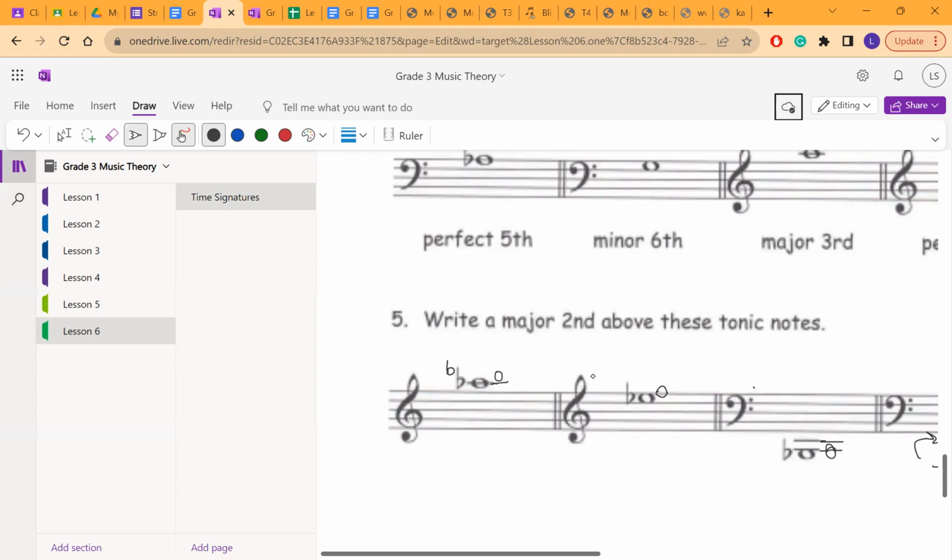Oh, I see one mistake. It's supposed to be a, but I'm not supposed to tell you.